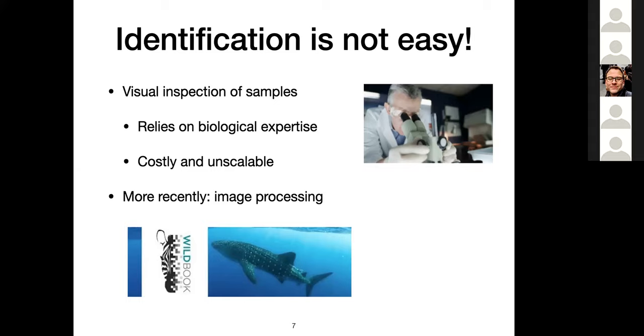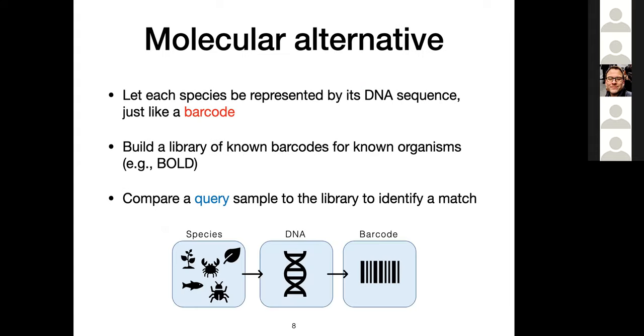Sometimes identification manually is difficult. The main alternative is either molecular, or more recently there are things like image analysis. These are more recent, and I'm not going to talk about them, but they also exist as alternatives. Okay, so the molecular approach that has been used for decades now has been barcoding. That's what many of you are familiar with.